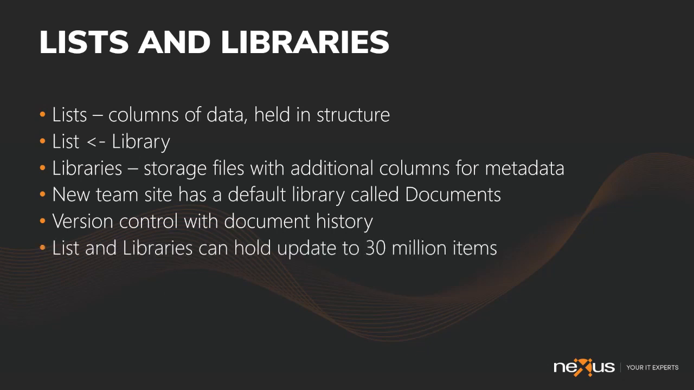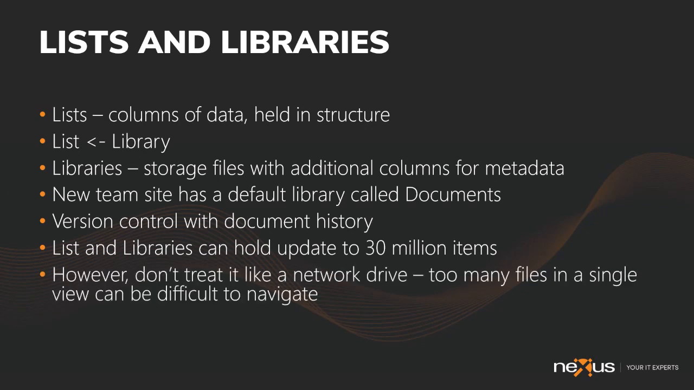Just to give you a sense of scale with how lists and libraries work, they can hold up to 30 million items. So a lot of data can go within one list or library. There are potential restrictions that could kick in, because you could, for example, hit the maximum amount of data you can store in your tenant before you get up to 30 million items.